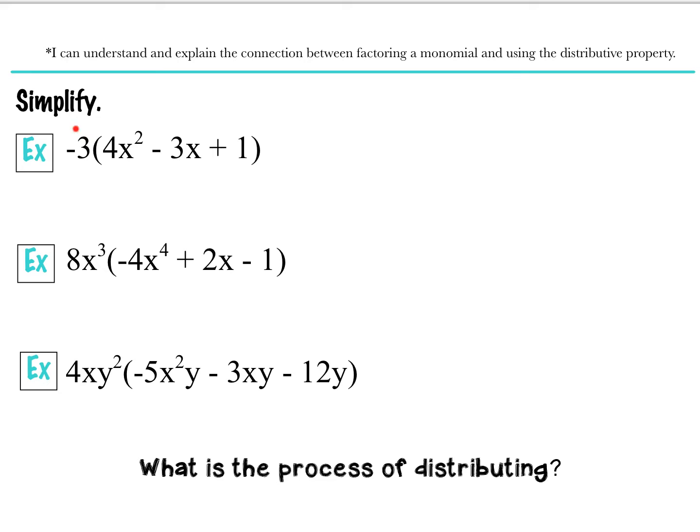So I see that I have a monomial being multiplied by a polynomial. So to get rid of those parentheses and to simplify, we're going to distribute and combine any like terms. So go ahead and do these three problems on your own.